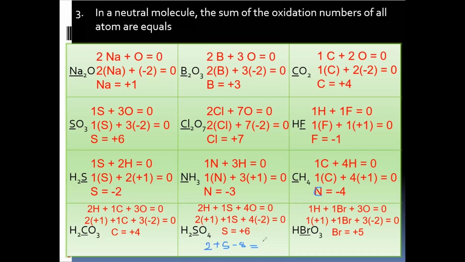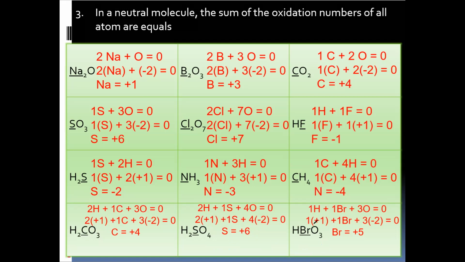All equal to 0. So this will give me, this is S. So I can take 8 to the other side, it becomes plus 8. Take 2 to the other side, it becomes minus 2. So S, which is sulfur, will become, take minus 8 to the other side, it becomes plus 8. So this is 8. Take plus 2 to the other side, it becomes minus 2. 8 minus 2 is equal to plus 6. Okay, so that is how we arrived at the value plus 6.